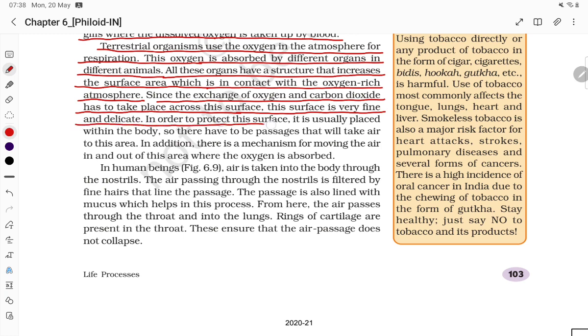delicate. In order to protect the surface, it is usually placed within the body, so there has to be a passage that will take air to the area. In addition, there is a mechanism for moving the air in and out of this area where the oxygen is absorbed.